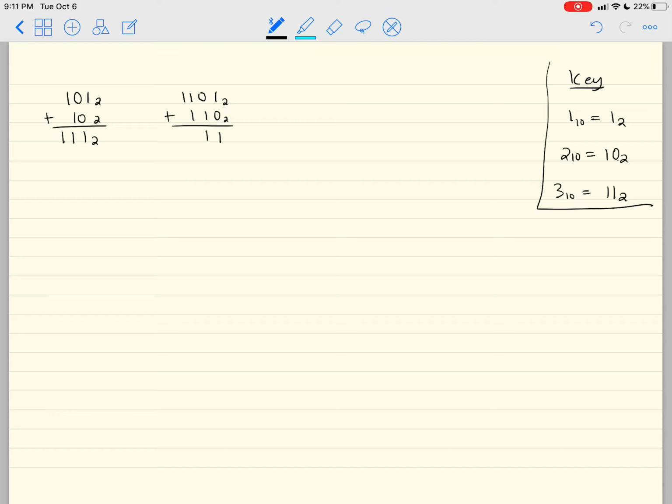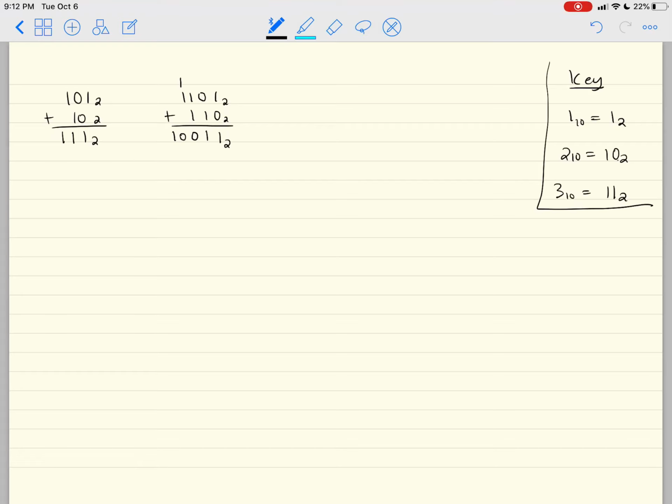So 1 plus 0 is 1. 0 plus 1 is 1. 1 plus 1 is 2, but I'm not allowed to write 2. So I translate it to 10, which is 0, carry the 1. 1 plus 1 is again 2, which I translate to 10. You see how this can get very confusing.